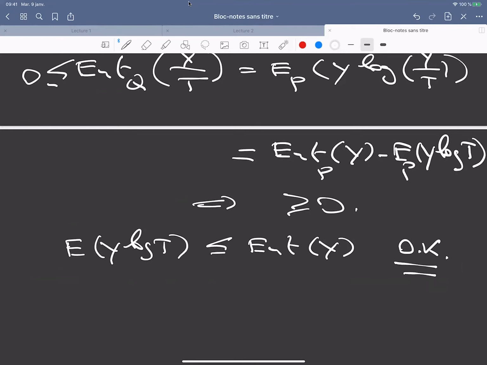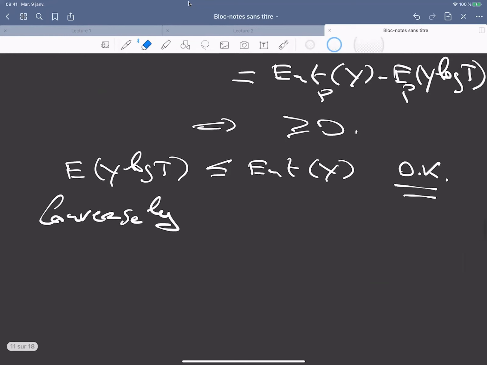So now we have to prove the converse. For the converse, there is a small difficulty. You do not know in advance that t is integrable. So you have a conclusion to get about t, but you do not know that t is integrable. So first, assume that t is integrable.